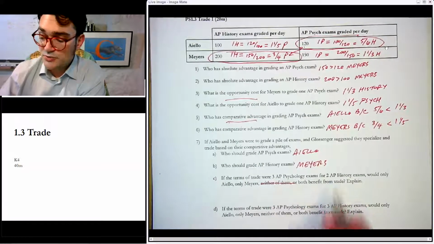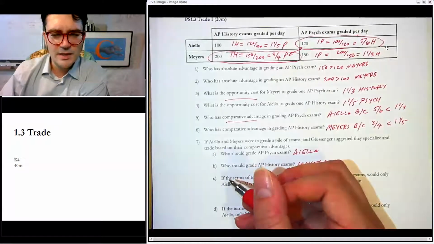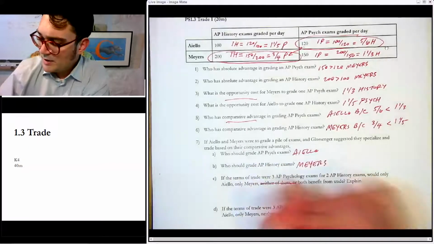But 3 psych and 2 history, I think I have a cricket. I'm in my basement, so it wouldn't be surprising.